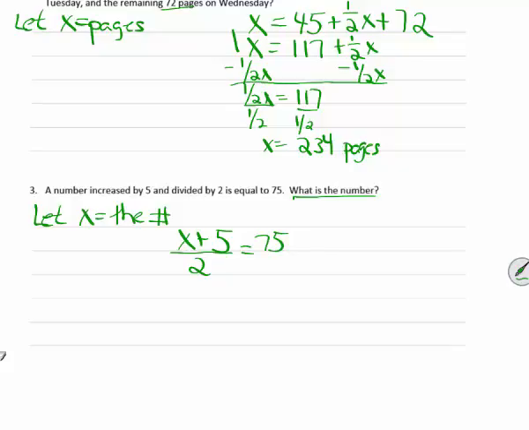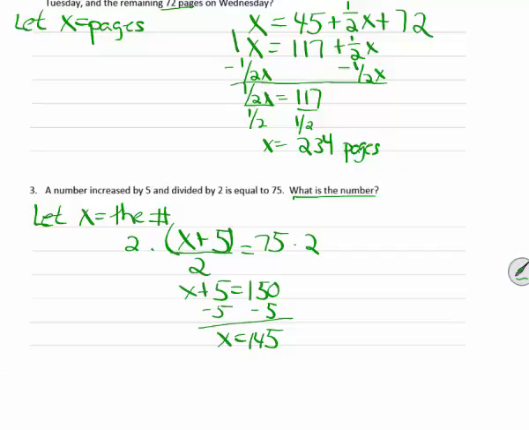I have to cancel the division first in this case because this is kind of like there's parentheses around it. So I'm going to multiply both sides by 2. So X plus 5 equals 150. Subtract 5. So X is 145. So that one was a little different, just the way we had to go about solving it, but not a hard equation to write. All right, next page.